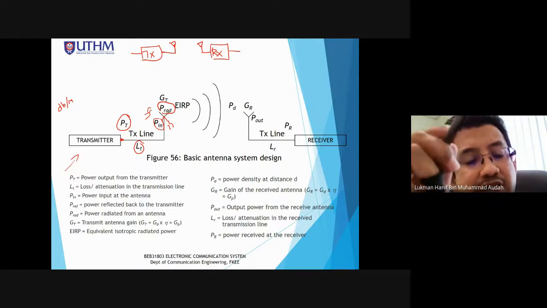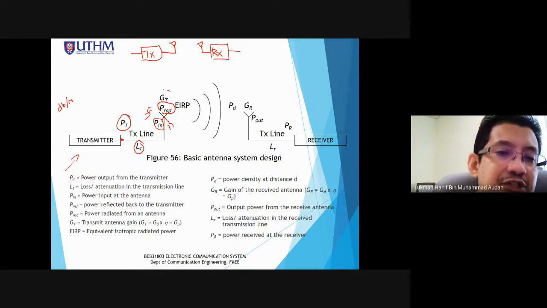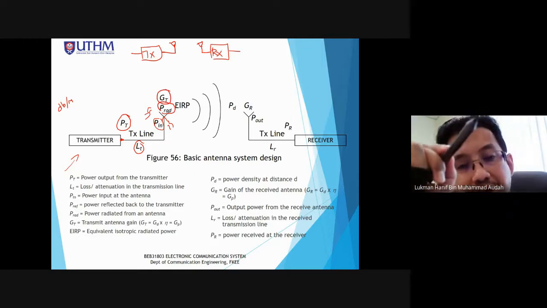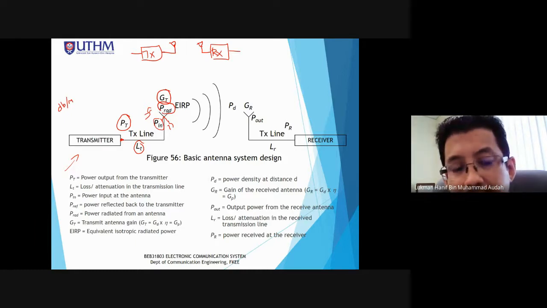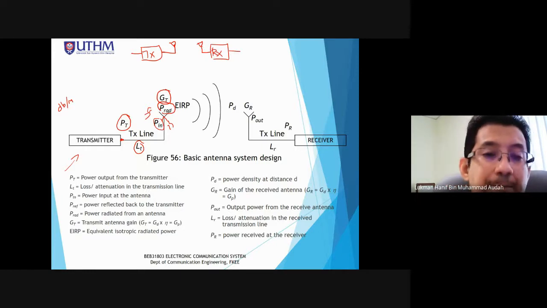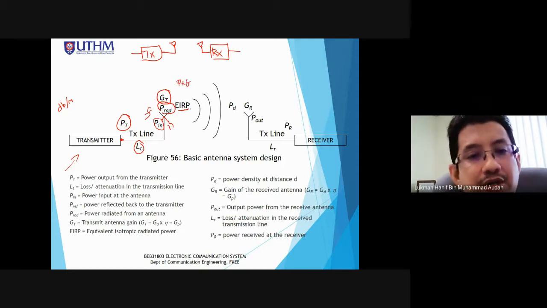Okay, and this antenna has a gain of GT. Okay, transmit gain. Okay, so when we transmit the signal, it is depending on the strength of the power and also the gain of the antenna. Okay, dan itu dipanggil sebagai EIRP. EIRP adalah P times G. P times G. Unitnya adalah dalam sebutan watt.